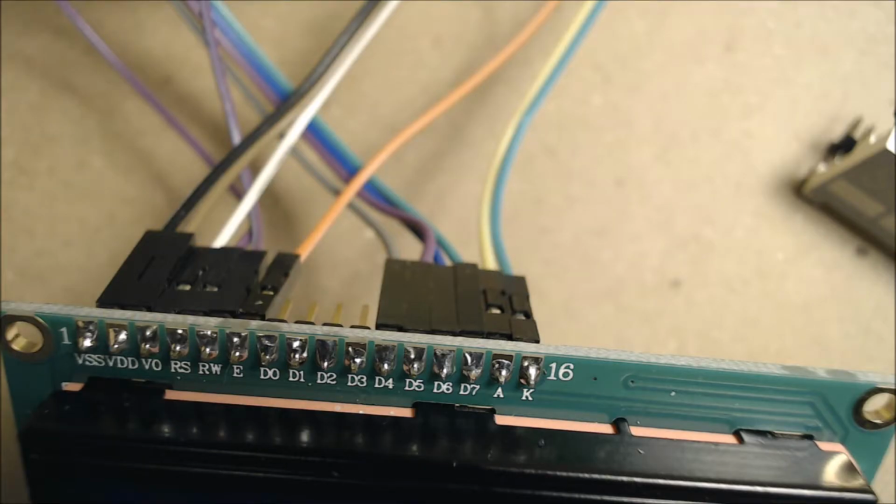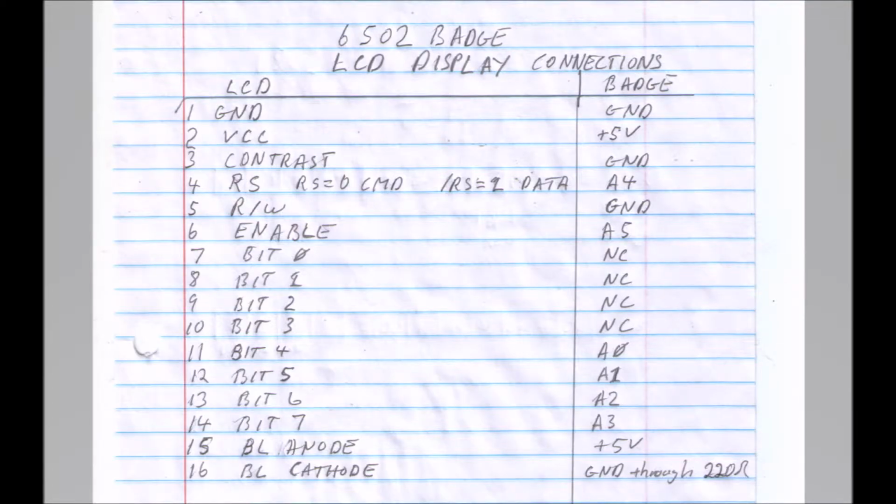It's a bare 2x16 HD44780 LCD display I got on eBay for a few dollars. It doesn't have an extra board on the back to give it an I2C or serial interface. It'll be hooked up in a 4-bit mode, so we only need 6 outputs from the badge. Here are the connections between the LCD and the badge's display header.